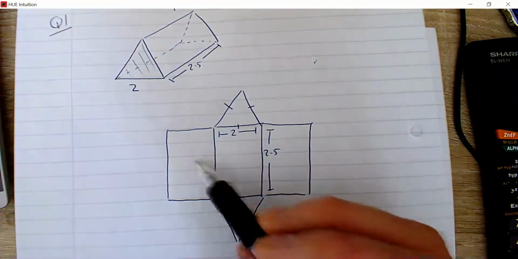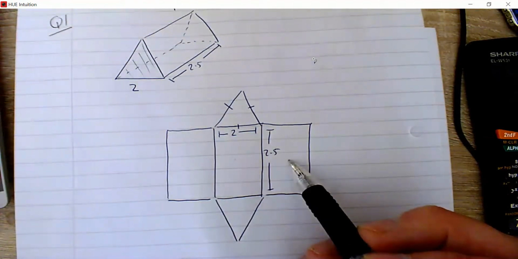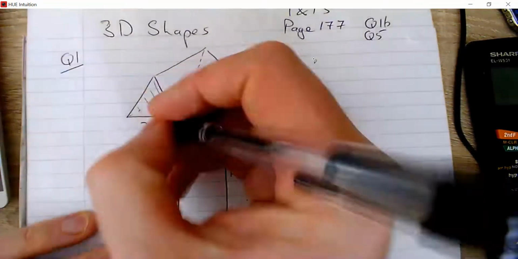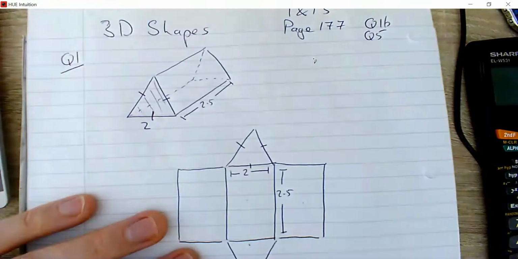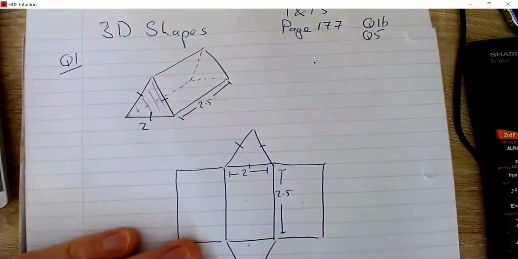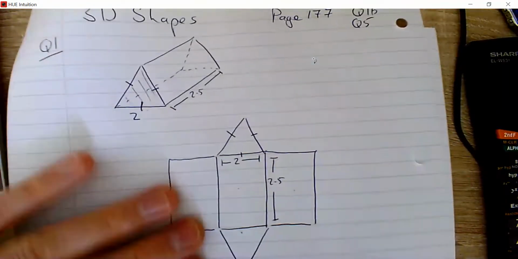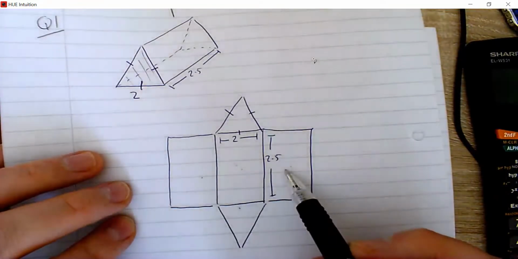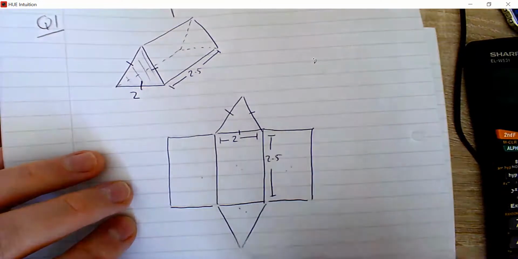You can see you have three rectangles for the three sides of the prism, and then the front and the back are both triangles, and they're labeled in the question as equilateral triangles. Those three sides are the same length. So how do you find the area of the net? Well, it's the three rectangles plus the two triangles.